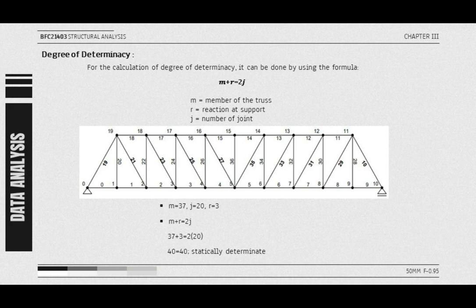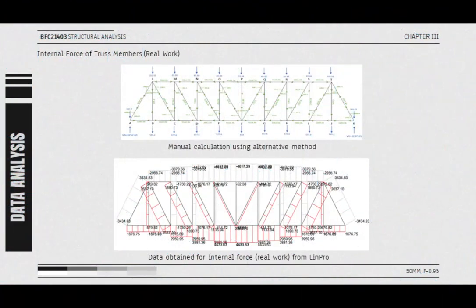For the data analysis, the first thing we need to find is the degree of determinacy. The calculation can be done by using the formula m plus r equals 2j. For our bridge, the degree of determinacy is 40, which is statically determinate.